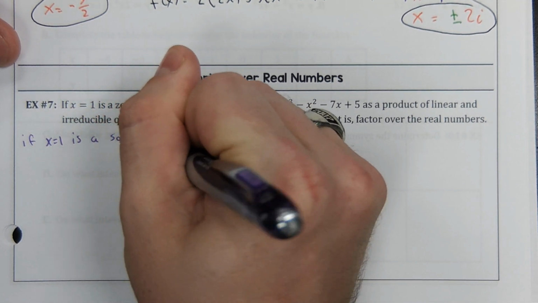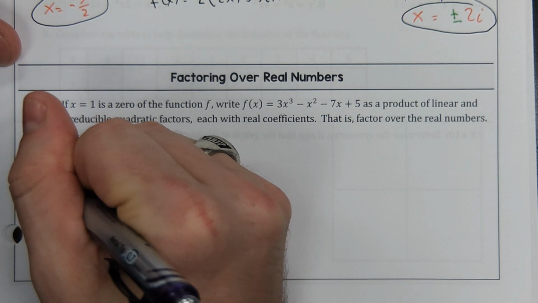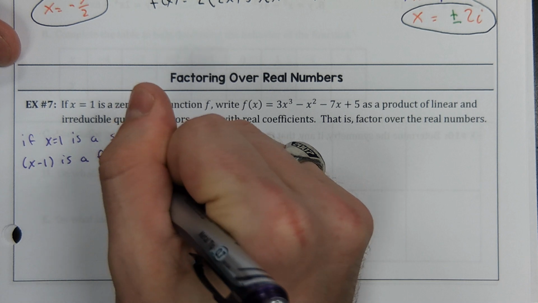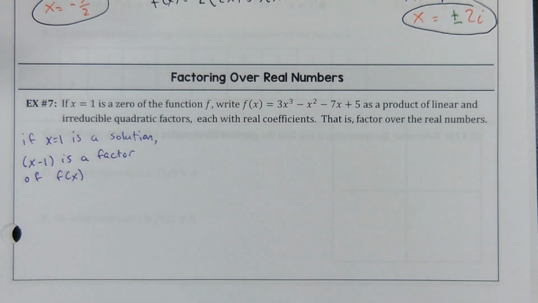If x equals 1 is a solution, x minus 1 is a factor of f of x. And if something is a factor, that means you could divide without getting a remainder.